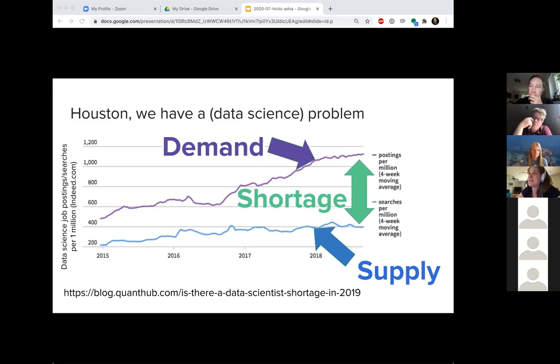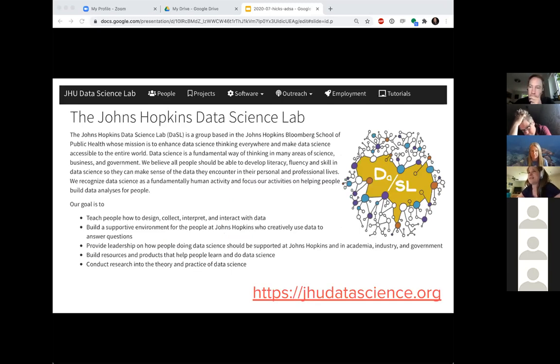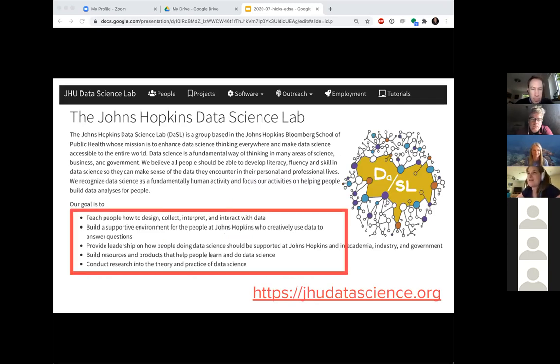And so the goal here is to try and fill that shortage by making data science education more efficient and more scalable. So we do that in the data science lab. So I'm involved in an organization called the Johns Hopkins Data Science Lab. Our mission really is to make data science accessible to the entire world. It's a very broad statement. We have some specific goals on how we do that. And one way we do that is teach people how to design, collect, interpret, interact with data. We also are trying to build support environments for people at Hopkins who use data creatively.